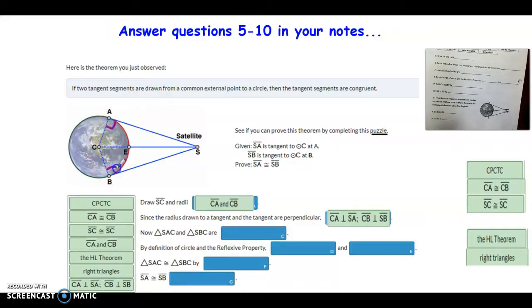So now that we have that perpendicular relationship, I could draw right angle symbols at each one of these angles, which means that both of these triangles are what type of triangles? They are both right triangles. If they contain a right angle, they are right triangles.